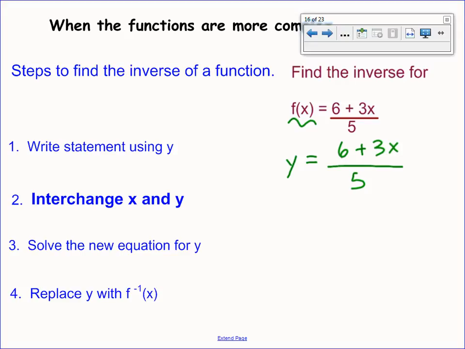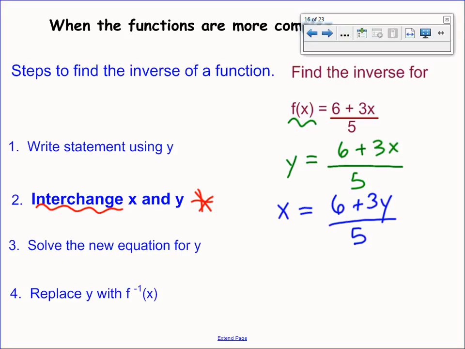Now comes the inverse step. After rewriting the original with x's and y's, I will interchange the x and the y. Here comes the inverse part. We're going to invert the position of x and y in my original. So everybody, rewrite your original y equals 6 plus 3x all over 5 as x equals 6 plus 3y all over 5. So you rewrite the original, but you switch the position of x and y. Now we solve for the new y, and lastly call that new y f inverse of x.